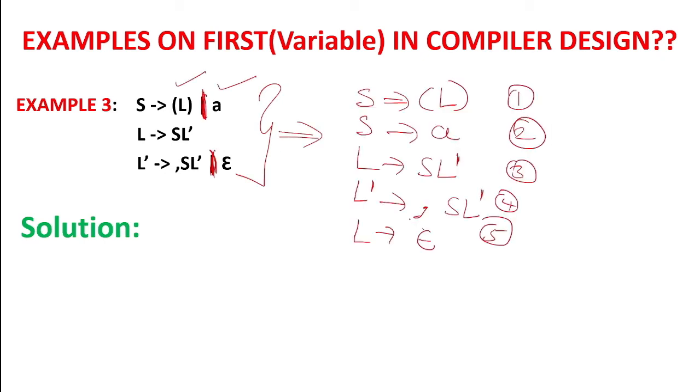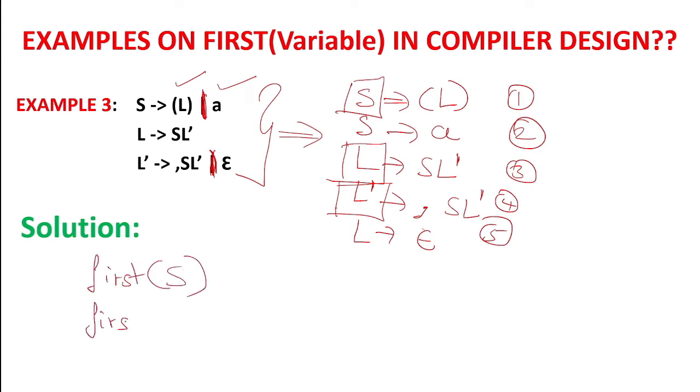Now we always find first of variables, not of terminals. Variables are nothing but whatever is in capital or uppercase letters. On the left hand side, check how many variables there are. S is one variable, L is the second variable and L dash is the third variable, so in total we have 3 variables. We need to find first of S, then first of L and then first of L dash, because S, L and L dash are variables, being in capital letters. Everything else present is a terminal.